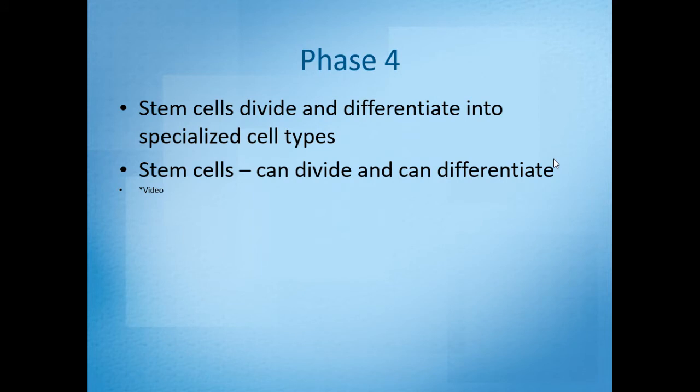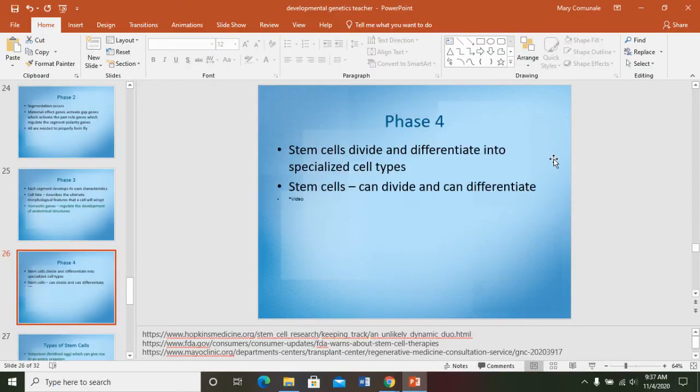Phase 4, your stem cells are going to divide and differentiate into specialized cell types. Stem cells can divide and differentiate. And I have a couple of videos here that I'm going to show you real quick, and then we will finish up our notes.